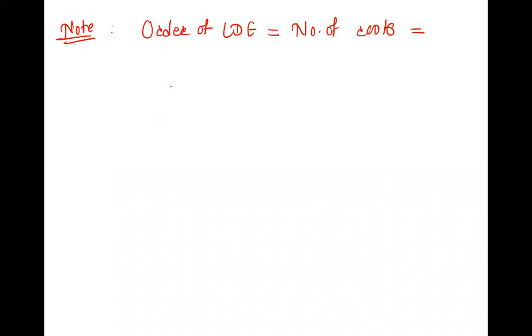Okay, this always should follow. Note: the order of the differential equation must be the same as the number of roots, and it must be the same as the number of arbitrary constants in the solution. This should always follow. Whatever is the order, if it is 3, there are 3 roots and there are 3 constants in the solution. Please note this, very important.